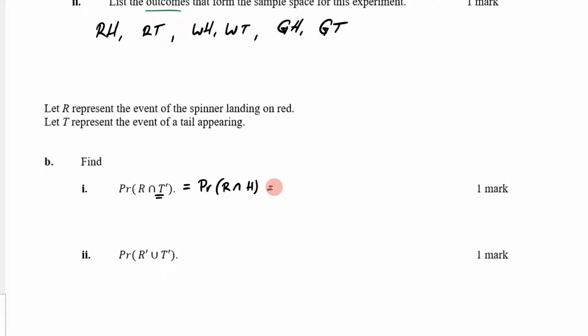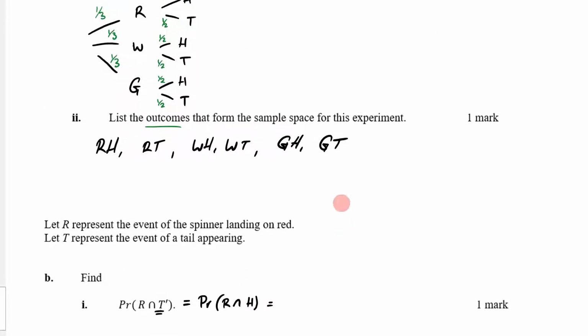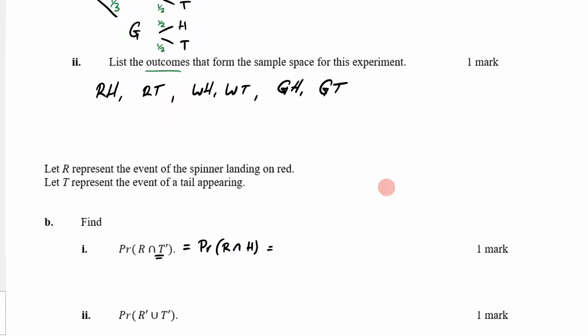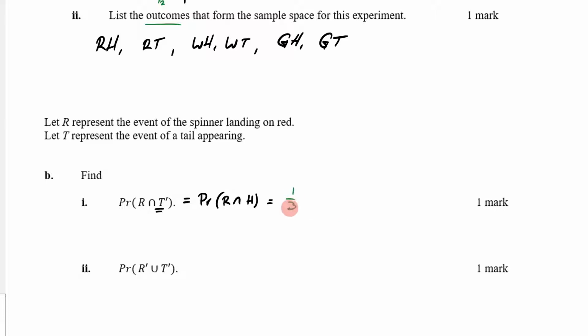That's all it is. And that means you need to know how to read off your tree diagram here. So to read off your tree diagram here, you simply multiply across the branches. So that means here, that is the probability of a red intersection of a head, which is going to be 1/3 times 1/2, which is 1 on 6.